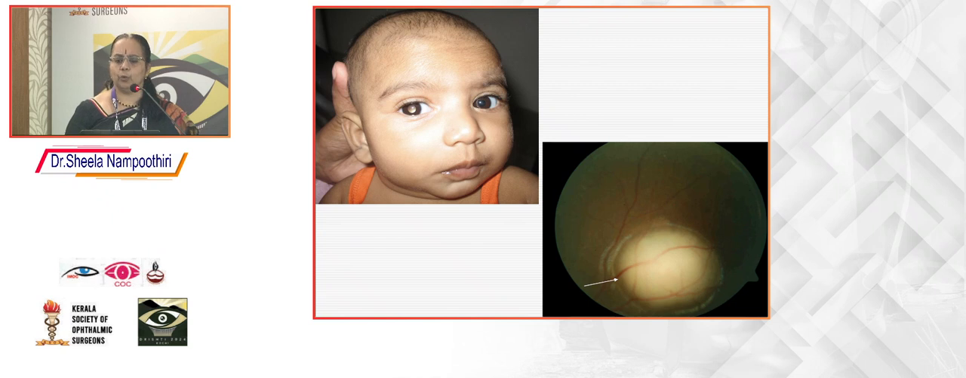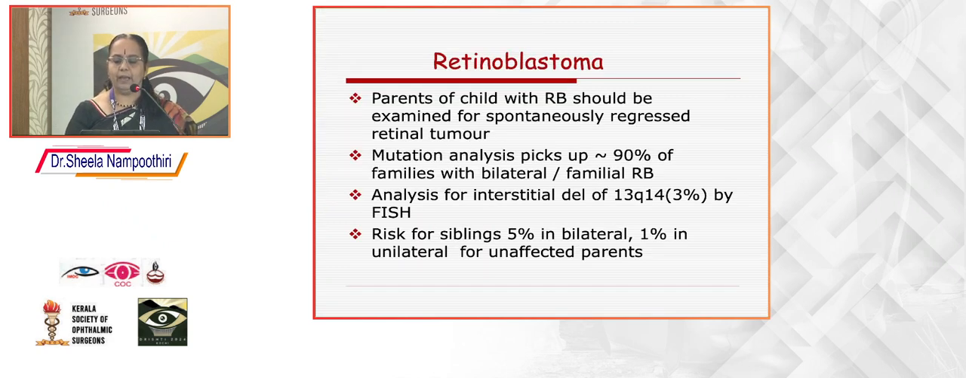And retinoblastoma, I need not explain to you for this August crowd. In retinoblastoma, the parents of the patient should be examined for spontaneously regressed retinal tumor, and two tests should be done. One is the mutation analysis. In more than 90% of the families with bilateral or familial retinoblastoma, you can get a mutation, and if it is not there, in around 3% of the patients, FISH analysis is indicated to identify whether there is a 13q deletion.